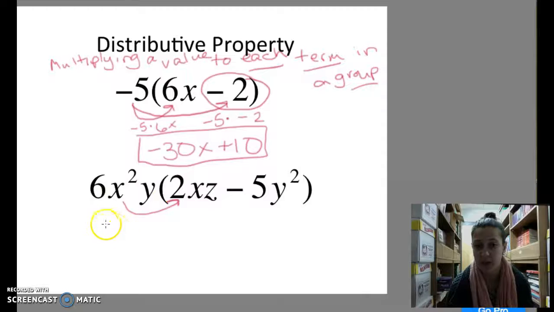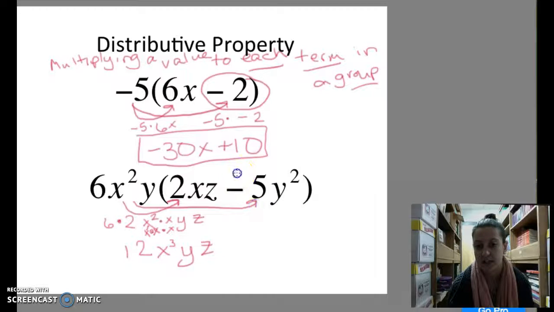Okay, now this one's a little more complicated. When I write this multiplication out, I'm going to write everything next to each other. 6 times 2, x squared times x, y, and z. So I've put all of the like letters next to each other because we're multiplying. Now this is 12. X squared we know is x times x. I just broke that up. Times x, so that's x cubed, and then y, z.